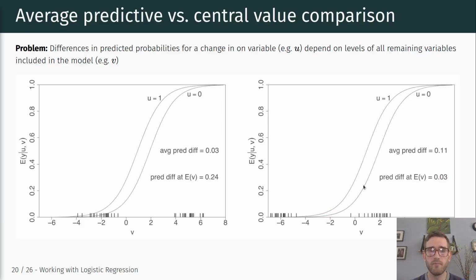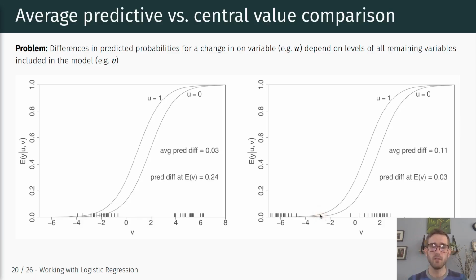Now, the problem here, of course, is that in both cases, this predicted difference at the expectation of v doesn't really represent any observations in our data that we have, right? Both distributions are bimodal, and we don't have actual observations where v is equal to the expectation here or v is equal to the expectation here, right?